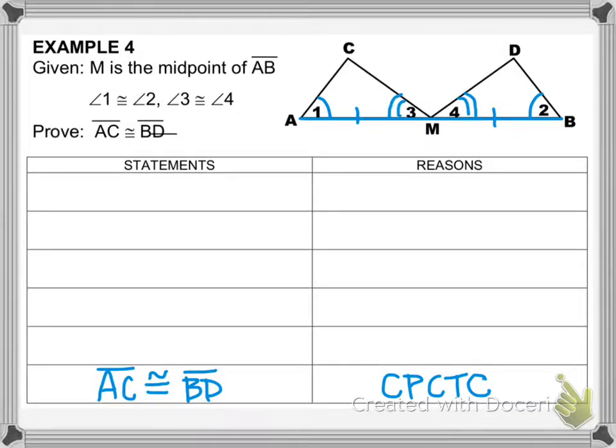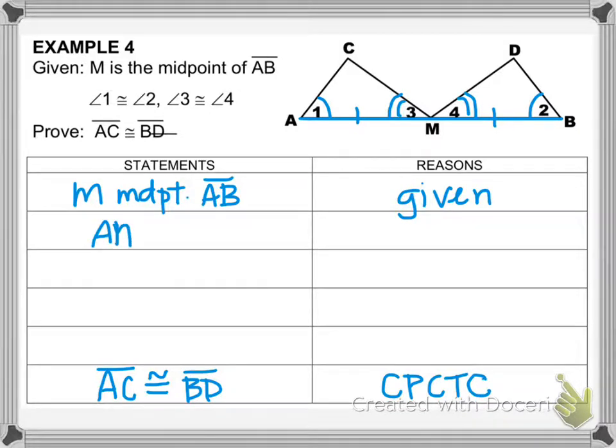So we already have our ASA. Let's go ahead and start. Our first given, M is the midpoint of AB, and of course that's a given. That's not a congruent statement, but we were able to determine that it's two halves, which is AM, is congruent to the other half, which is segment MB. And we know that those are congruent because, look at the word above, midpoint, definition of midpoint.